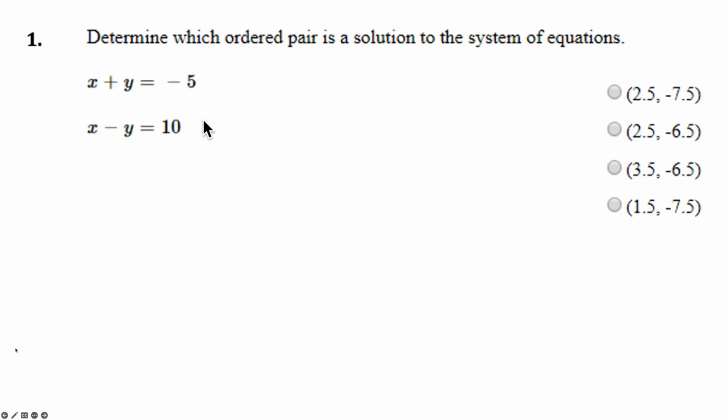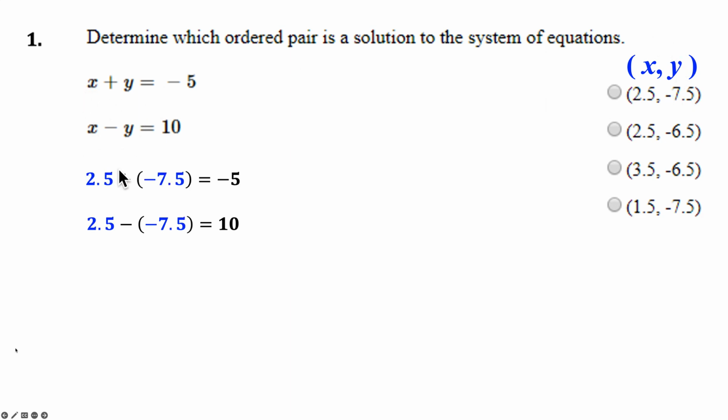All right, determine which ordered pair is a solution of the system of equations. So these are your x, y points. We're going to take the 2.5, plug it in for both x's. Take the -7.5, plug it in. 2.5 minus 7.5 is -5. Check, that works. 2.5 minus a negative, plus 7.5, 10. That works. Both equations are true. They match these answers. That's a solution.